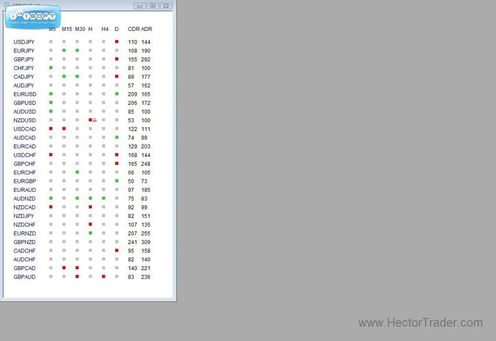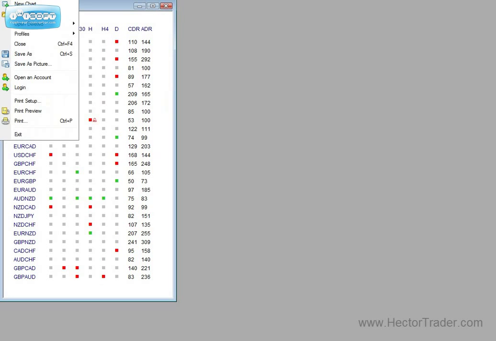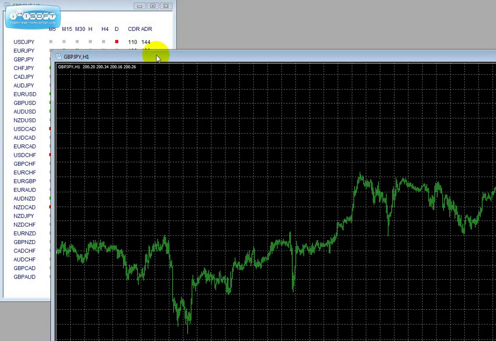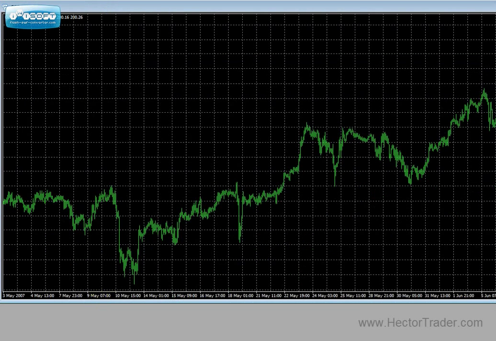Okay, next up, GBP against the Japanese yen on the daily. Let's pull it out. All right, here it is. Let me squeeze that in, apply my template.